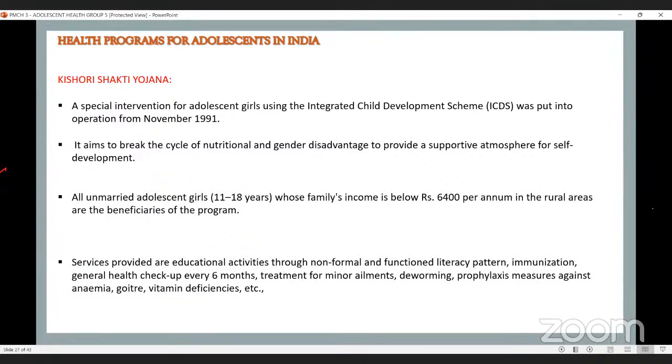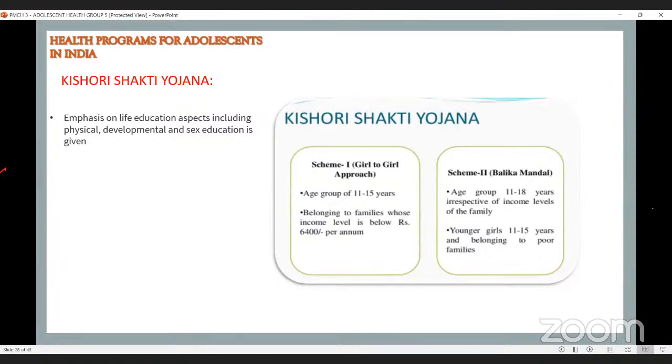Services included were educational activities through non-formal and functional literacy pattern, immunization, general health checkup every 6 months, treatment for minor ailments, deworming, prophylaxis measures against anemia, goiter, vitamin deficiencies, etc. So, Kishori Shakti Yojana also aimed at empowering adolescent girls so as to enable them to take charge of their lives. Adolescent girls who are unmarried and belong to families below the poverty line and school dropouts were selected and attached to the local Anganwadi centers for learning and training activities.